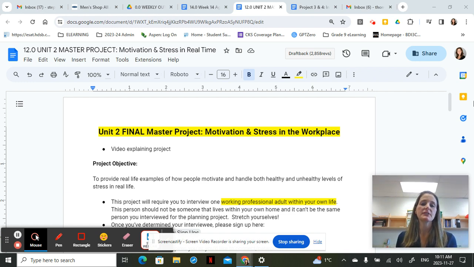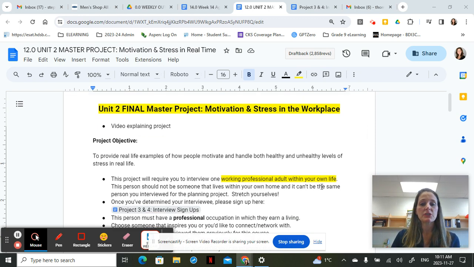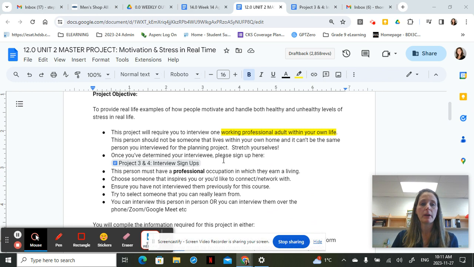Okay, so the objective is really to look at real life examples of how people handle their own motivation in the workplace, but also how they handle stress, both positive and negative stress, as well as interpersonal conflict within the workplace. Okay, so just looking at the criteria here, this is really the most important part.